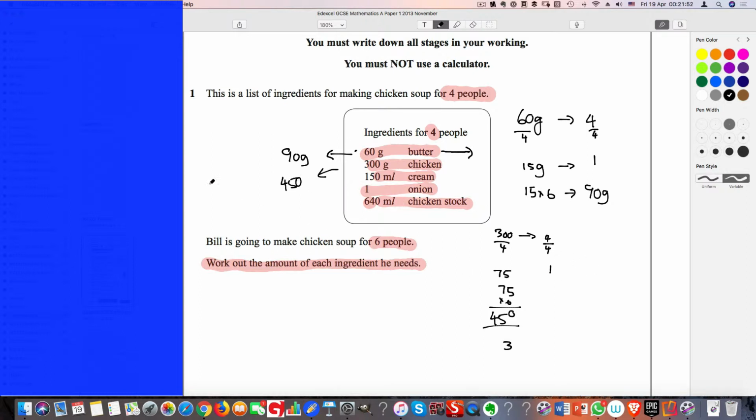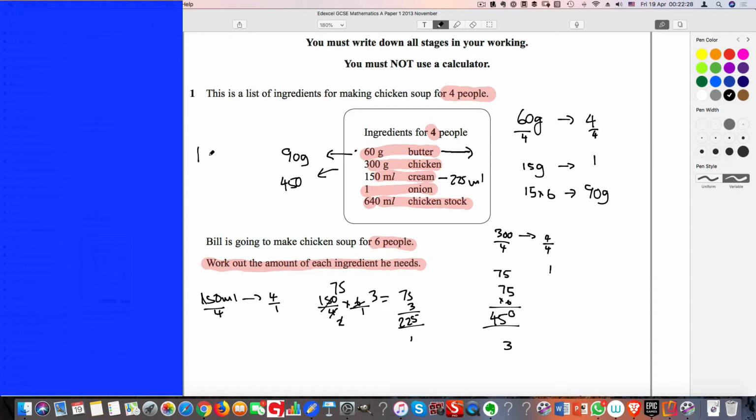150 mils is for 4 people. So 1 person will be 150 divided by 4. So 150 divided by 4 is 1 person, then multiplied by 6 people. You get 2 there, you get 3. 2 into 150 is 75. Then you do 75 times 3, which is 15, carry 1. 21, 22. So 225 for the cream, milliliters.